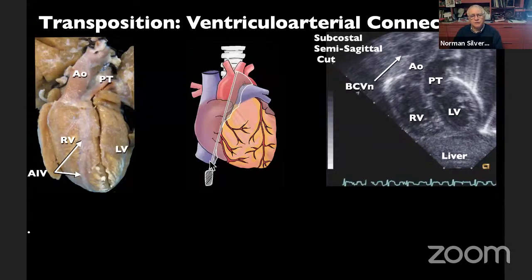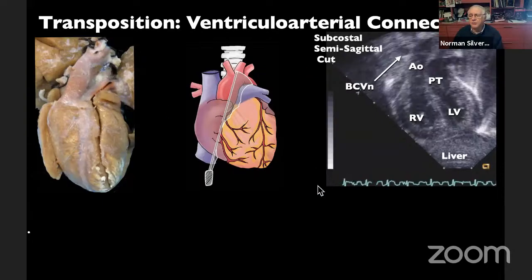Here is the subcostal view. And you see the aorta and pulmonary trunks, right and left ventricles, and the anterior interventricular artery or left anterior descending, which separates the right from the left ventricle. And you can see the cuts are going from the ventricles straight into the great vessels, and the great vessels are in parallel position. There is no spiraling that occurs in transposition, as Professor Anderson has shown in his examples.